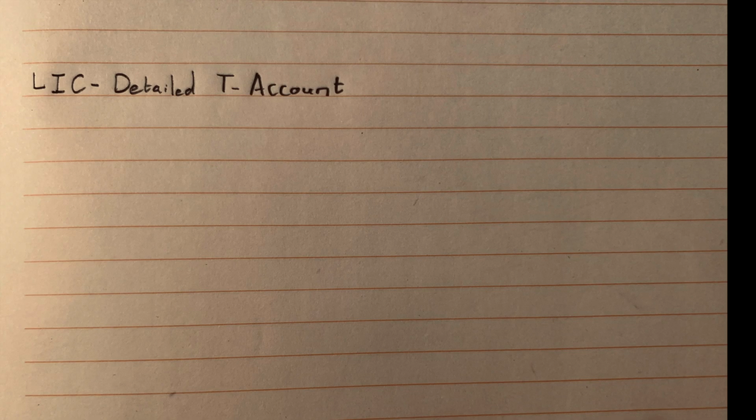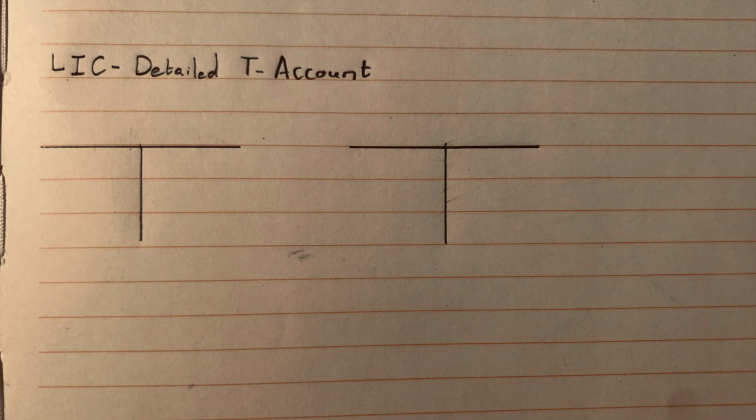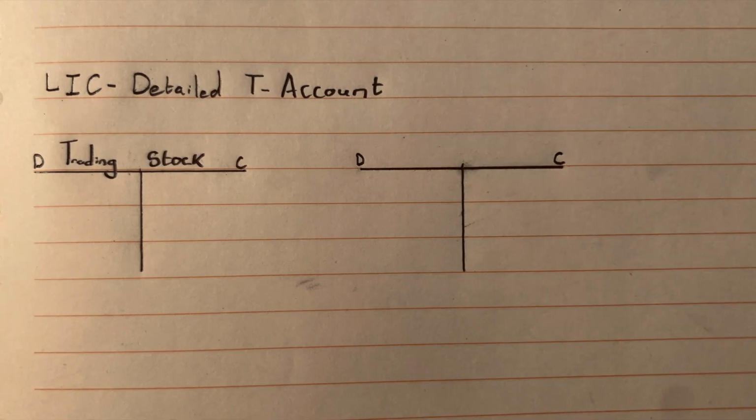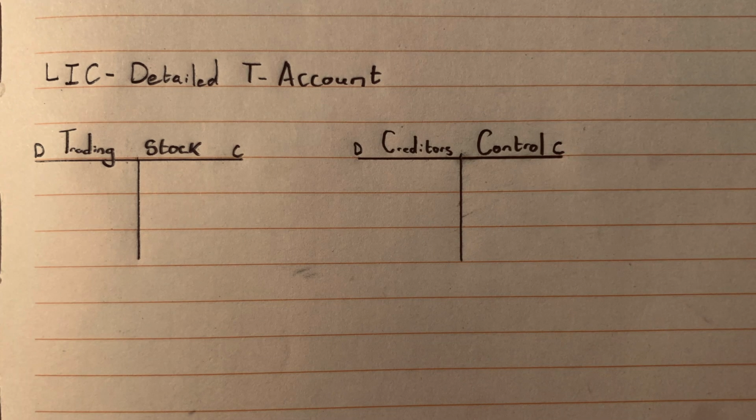So which accounts are actually affected? For DAX, we are going to put trading inventory, and on the credit side for LIC, we are going to put creditors control because the inventory was purchased on credit.